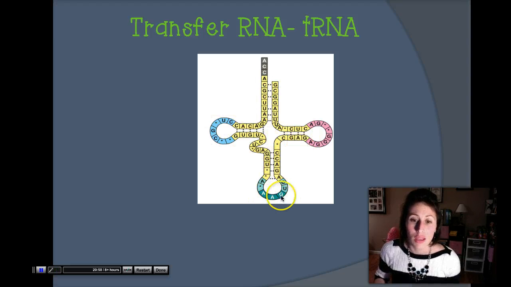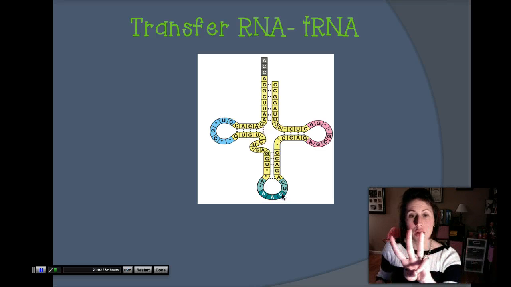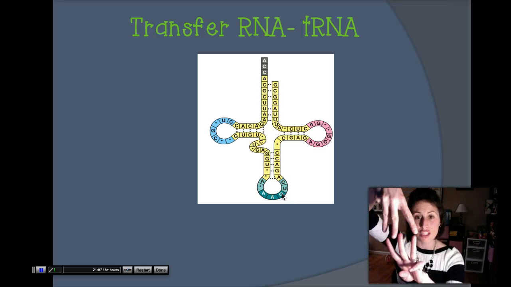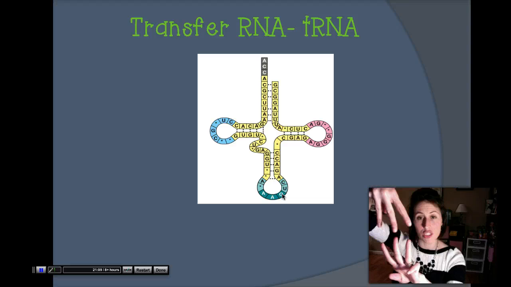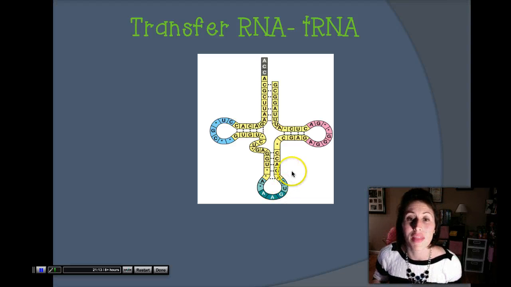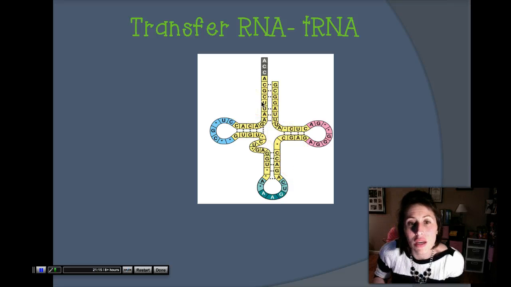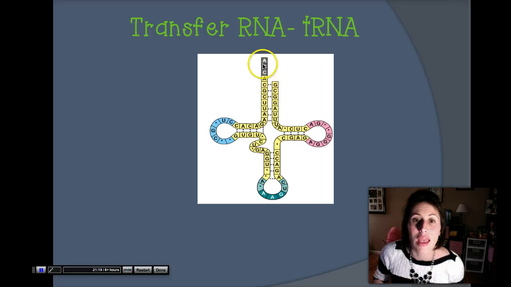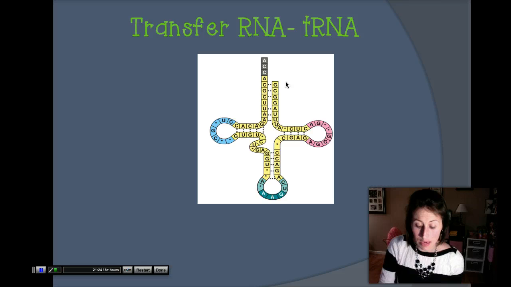Down here, it has an anticodon. That anticodon, so here's our codon on the mRNA strand, the anticodon is going to come in and match it. They are complementary to each other. And that's what determines what amino acid is going to be brought in by the tRNA molecule. So the tRNA molecule's job is to match up with the mRNA, and it's going to bring in the supplies. It's going to bring in the amino acids, so those amino acids can be added onto the structure, okay?